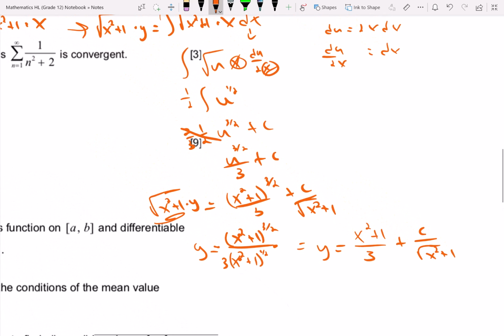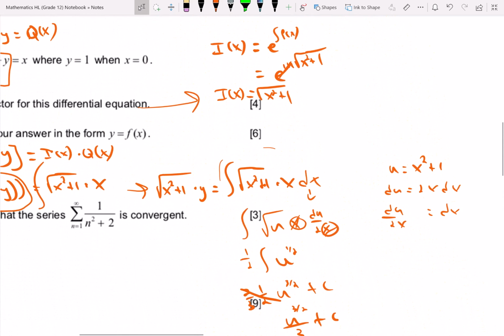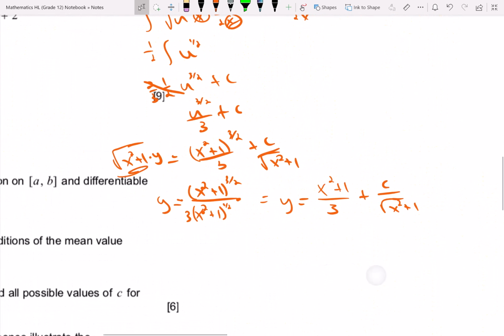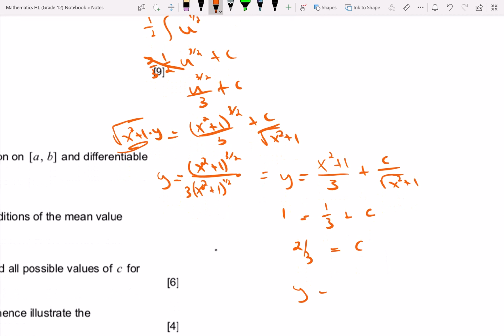And then they give us an initial condition, which is y is 1 when x is 0. So we could plug in 1 here, plug in 0, you get 1/3 plus c. So c should be equal to 2/3. Therefore, our final equation here might be, this is 2/3, so that'd be 2 over 3 square root of x squared plus 1.